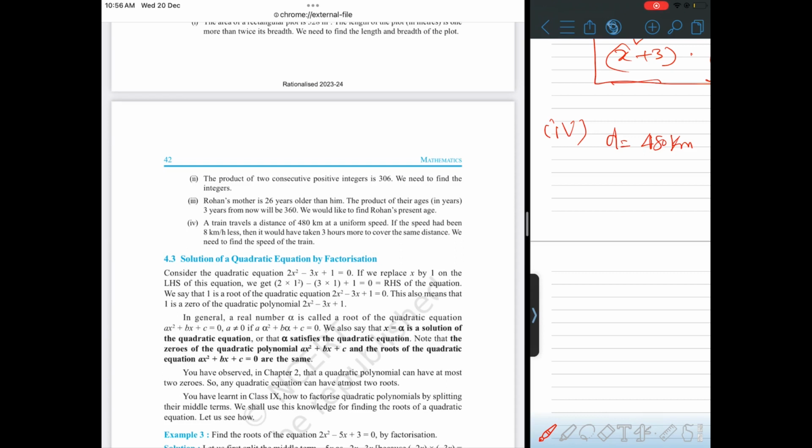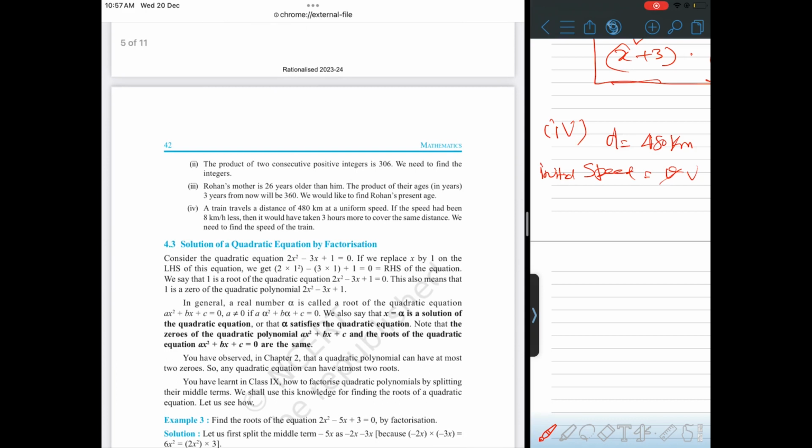First step. If the speed had been 8 kilometers less, so let's assume the speed is equal to v, right? The initial speed was not theta, it looks like theta, but it is v. And then what happened is that if the speed had been less by 8 kilometers, so the speed is v minus 8, then it would have taken 3 hours more to cover the same distance.